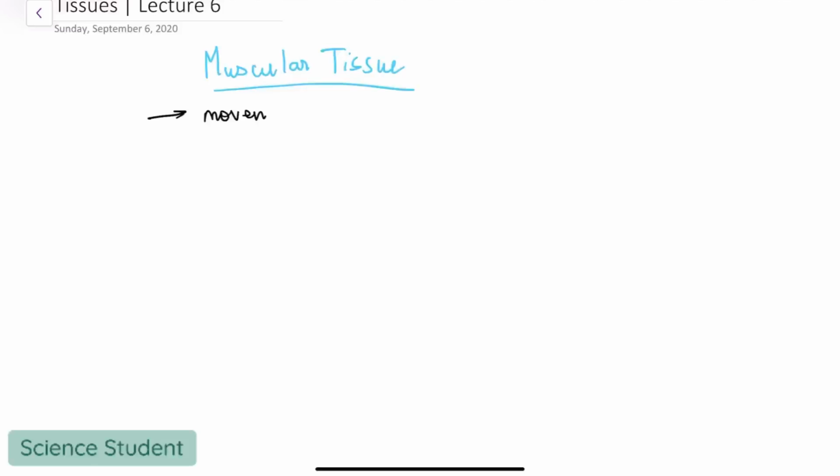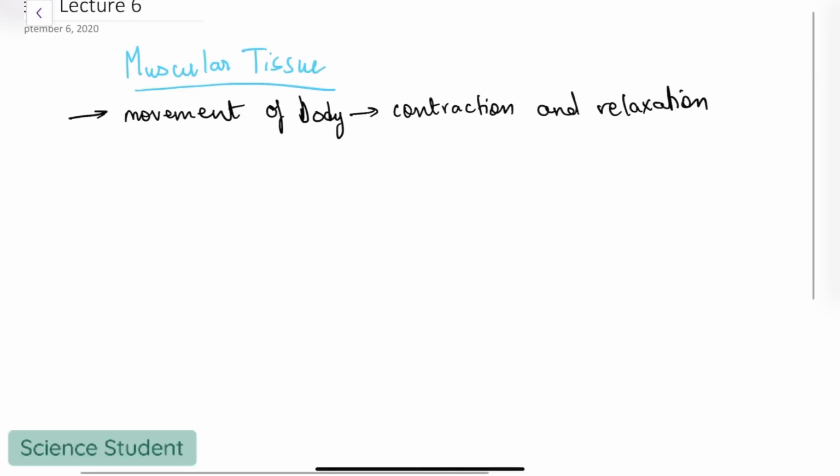Muscular tissue. What is the main function of muscular tissue? It helps in movement of body. Now how does this movement occur? Movement occurs due to contraction and relaxation of what we call as muscle fibers.